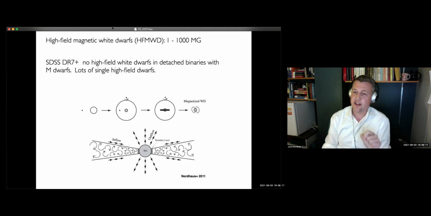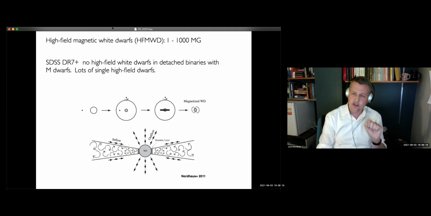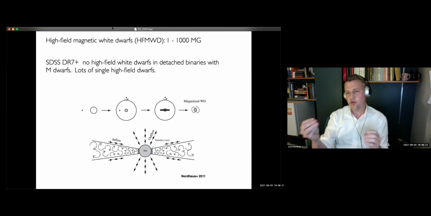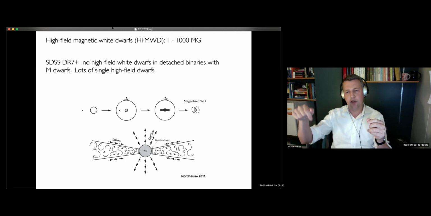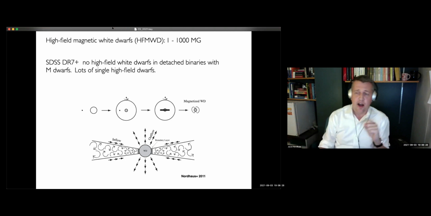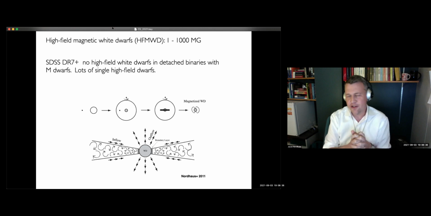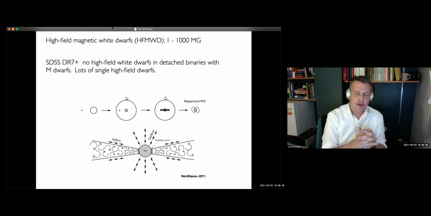And what's really interesting is it's extremely rare for a white dwarf, M dwarf system that's detached and separated, for that white dwarf to ever be magnetized. And yet when we see white dwarfs by themselves, there's a huge number of them that are highly magnetized. So maybe your first thought is, oh, that's sort of weird. The logic is maybe a little bit different.